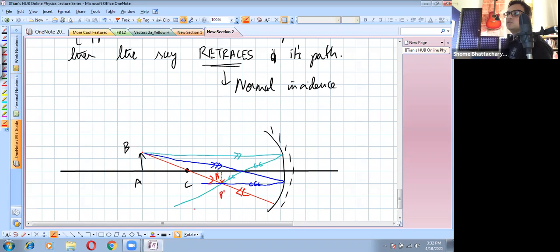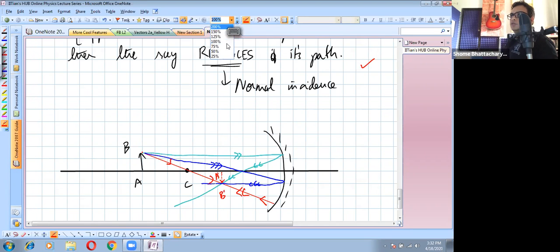It is inverted, real, and real because you can obtain it on a screen, and it is also diminished, as you can see. Now I'll show you very soon, I'll prove why it is diminished, and we'll get the formula of magnification also. But this is the third type of ray. So the one passing through the center of curvature, this red colored ray was the one that I was interested in right now. It retraces its path. This is the third type of ray.